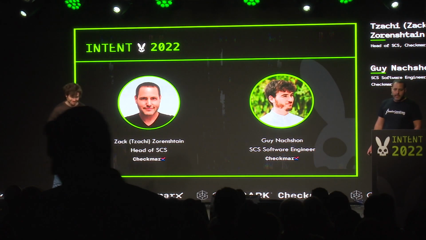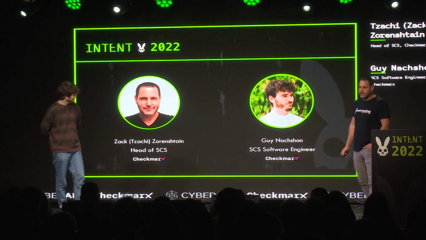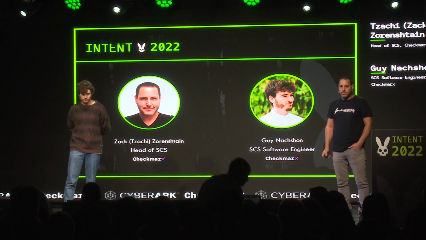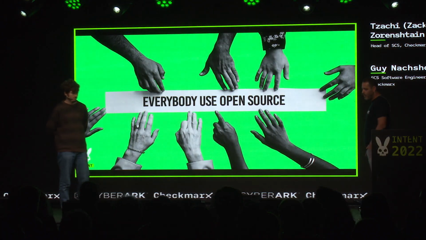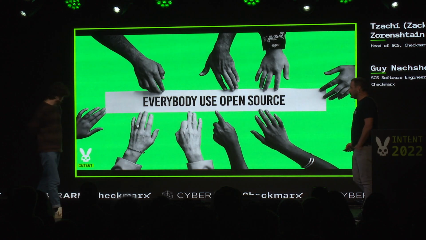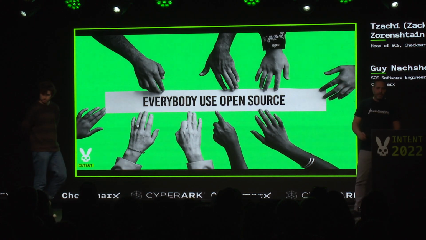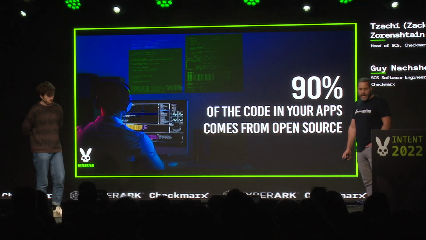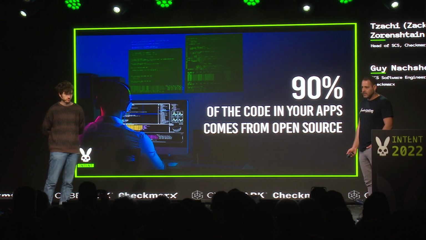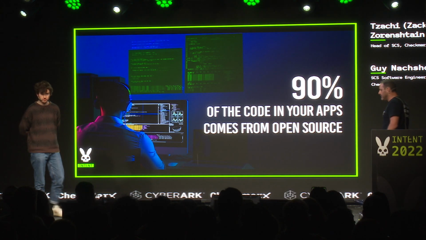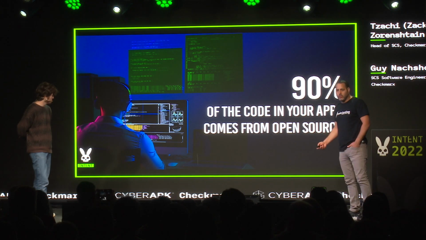So basically, we're going to talk about something that everybody uses on a daily basis. Basically, we're going to talk about how to abuse the open source ecosystem. And the reason why it's an interesting topic is basically everybody uses open source. Most of the code in our apps actually comes from open source. This is the only way to develop a modern application. And this is the status quo.